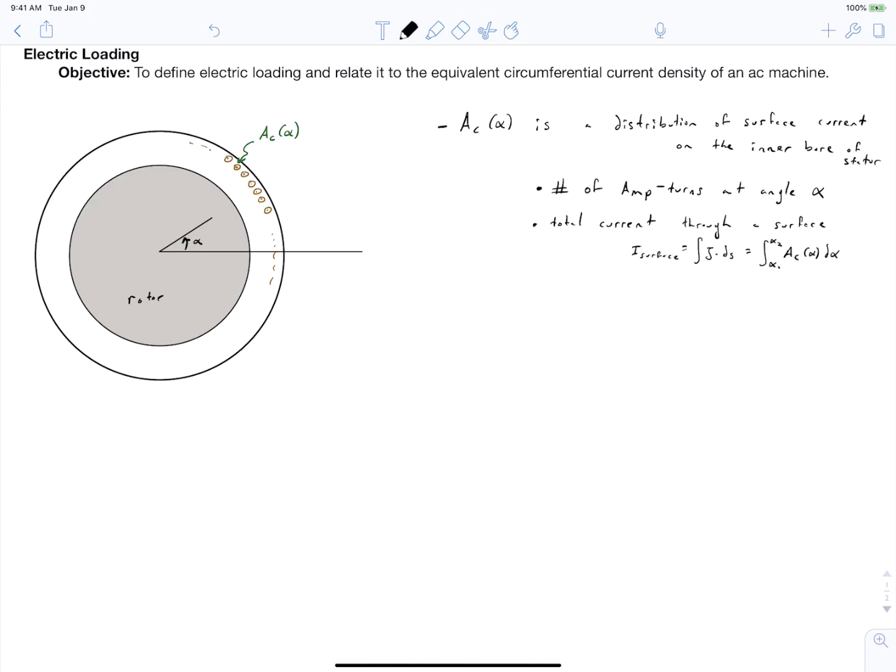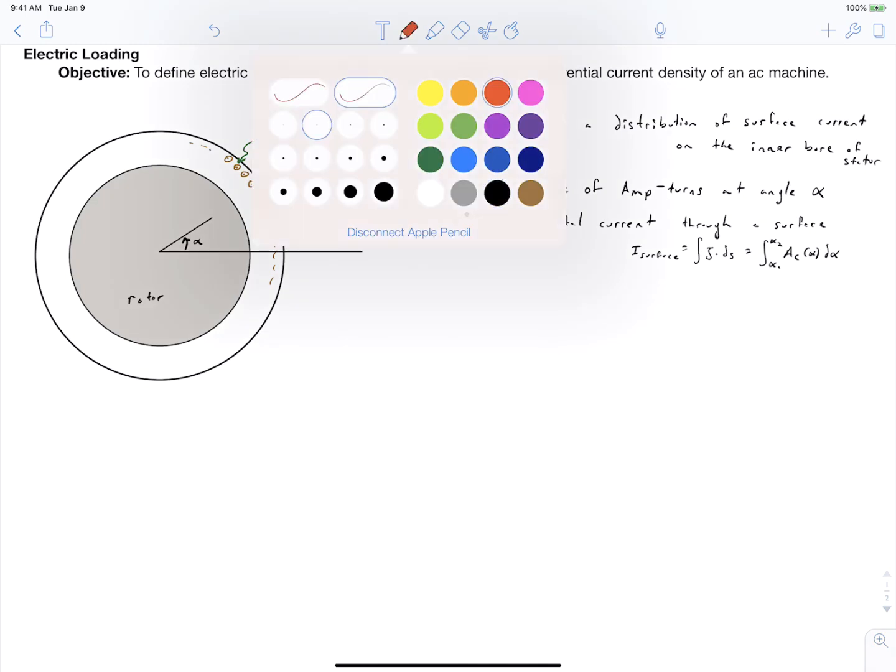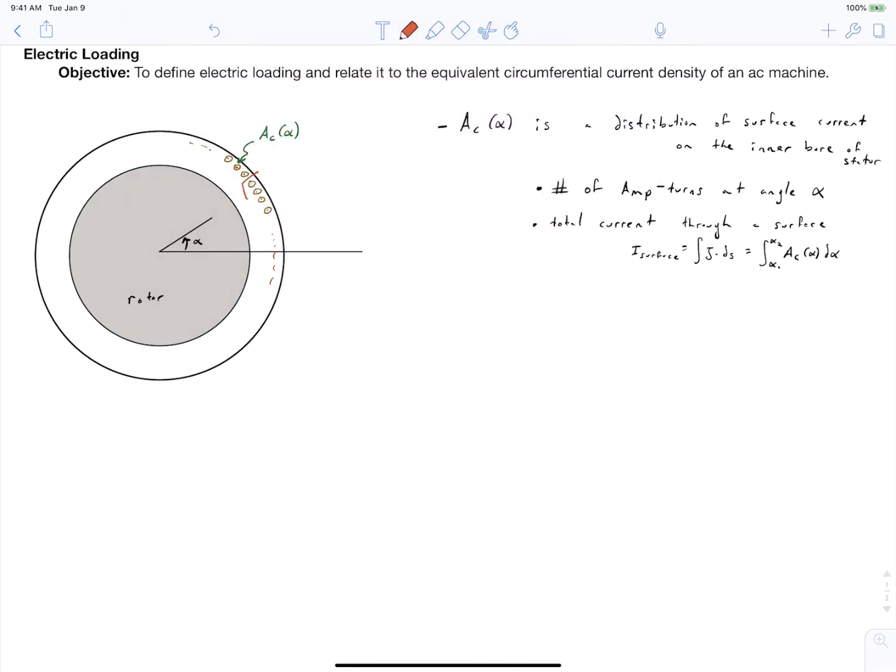And if you recall, we can relate this to a current density and integrate it to calculate the total current flowing through some surface. So if we were interested in calculating the total current flowing through this surface here, we would evaluate the current density over that surface, or since we have the surface current on the inner bore of the stator, we actually just have to integrate that surface current from alpha 1 to alpha 2. So if this is alpha 1 and this is alpha 2. And this is just a reminder of what this is.